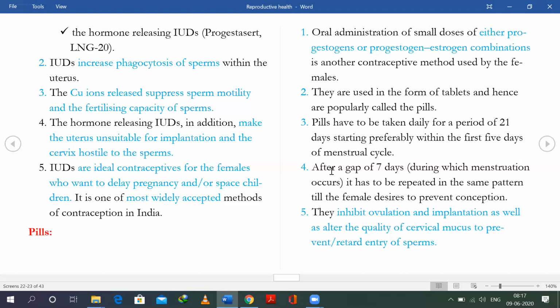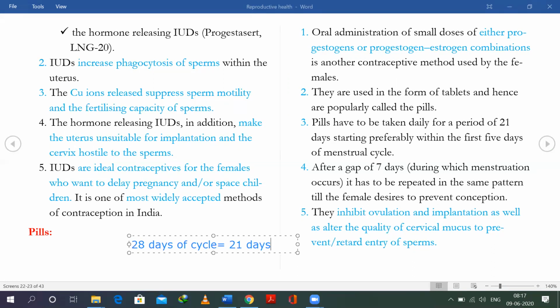So we have a 28-day menstrual cycle. How many days in this menstrual cycle are you taking the pills? You are taking the pills for 21 days. Daily you need to take them for 21 days.